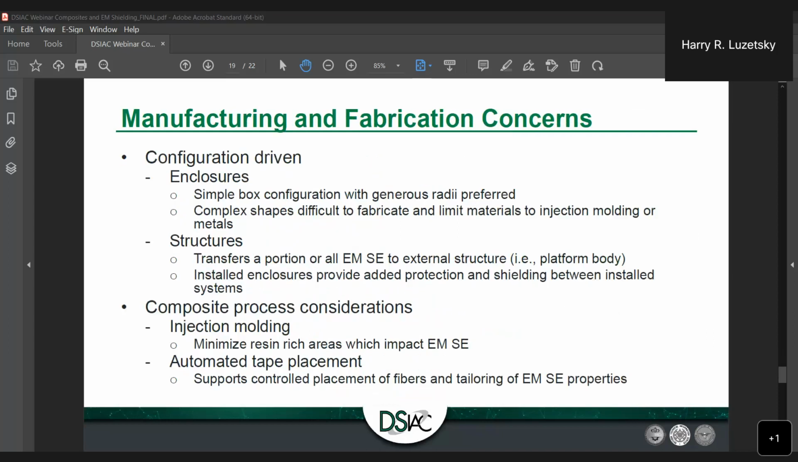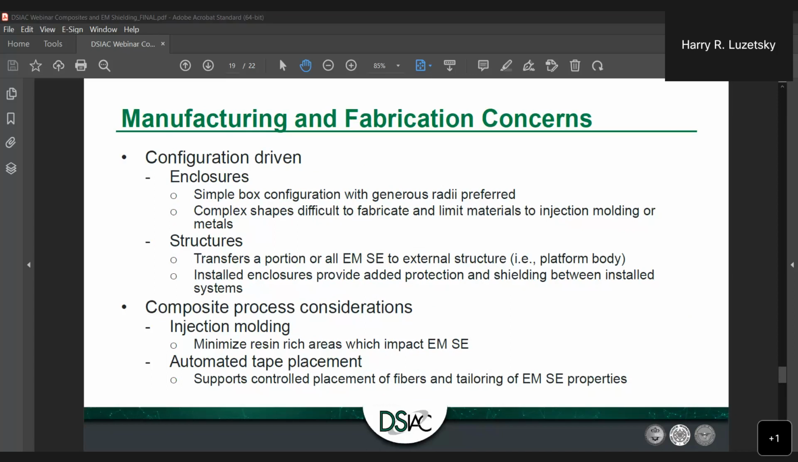Manufacturing and fabrication concerns. It is configuration driven. Simple box configurations work best with generous radii. Complex shapes are difficult to fabricate, and they do limit the materials to injection molding or metals. And as was stated earlier, they are not developing the properties that we have seen with this particular material and this fabrication technique.